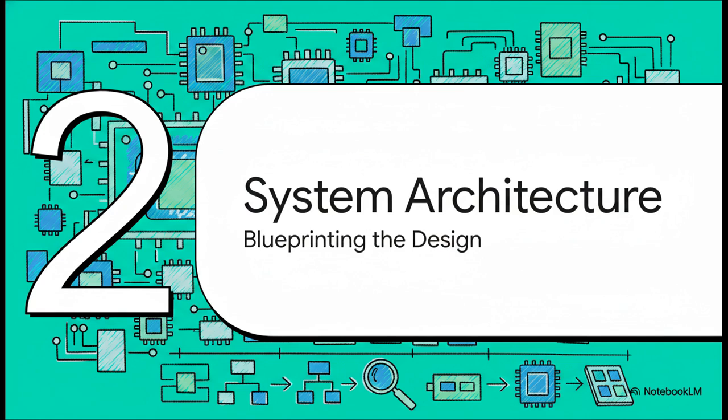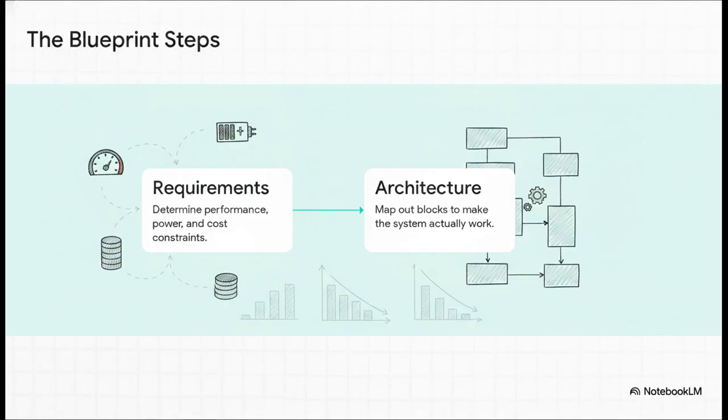That highly structured workflow always kicks off at the absolute highest level. Every single successful project starts right here with Step 1, laying down strict requirements. I'm talking hard targets for performance, power limits, and cost. If you skip this, the project is basically doomed from the start. Once you've got those constraints locked in, they directly drive Step 2, the system architecture. This is where you map out exactly which major blocks you actually need to make the whole thing work.